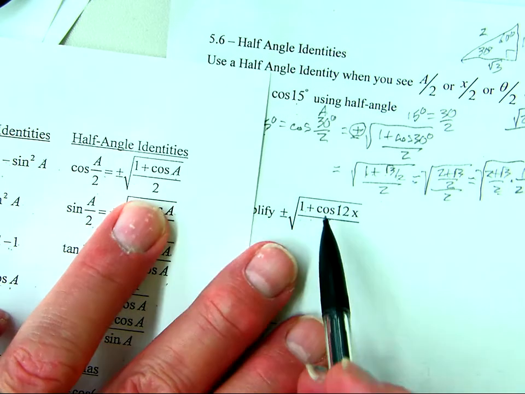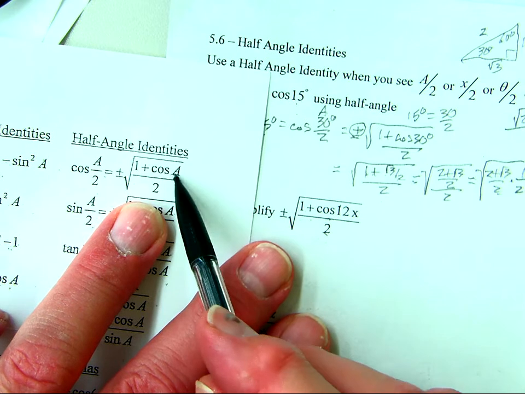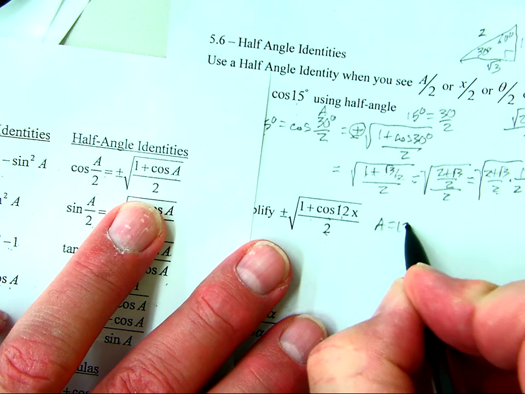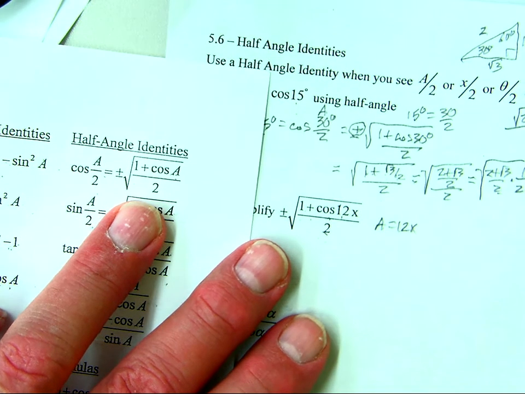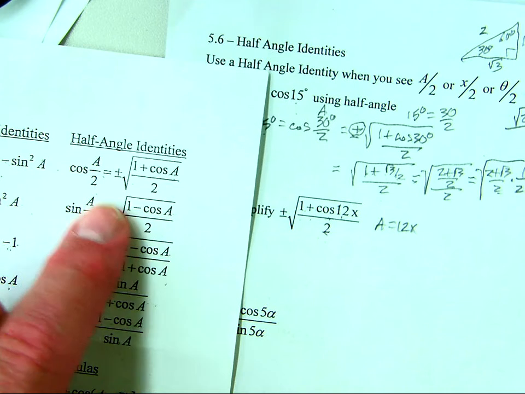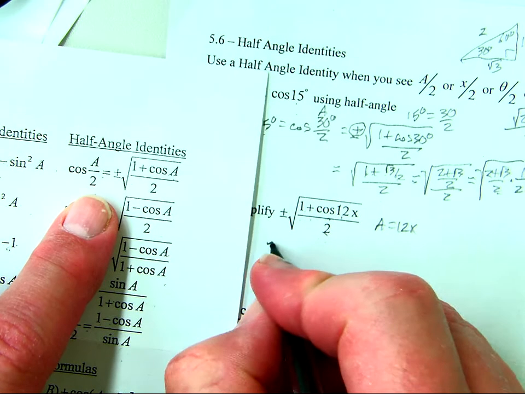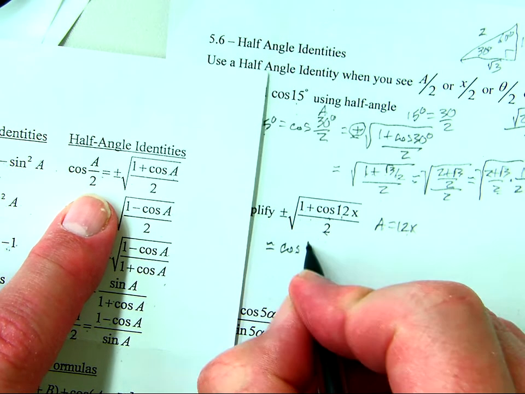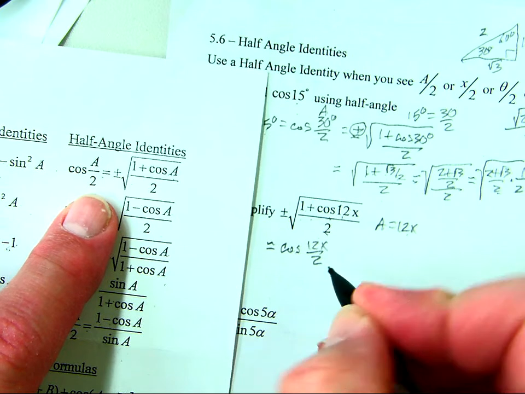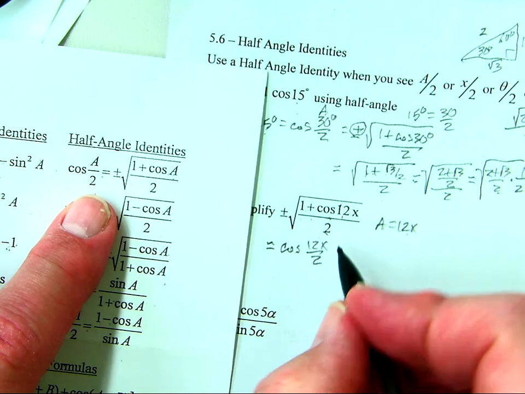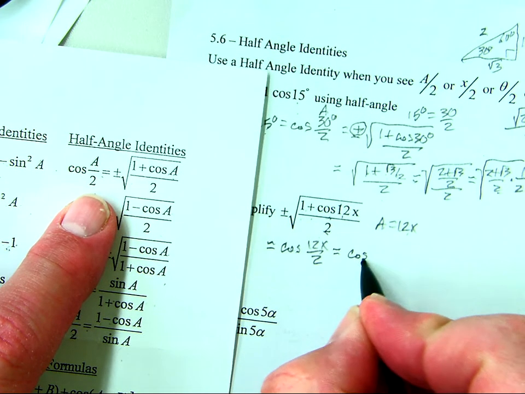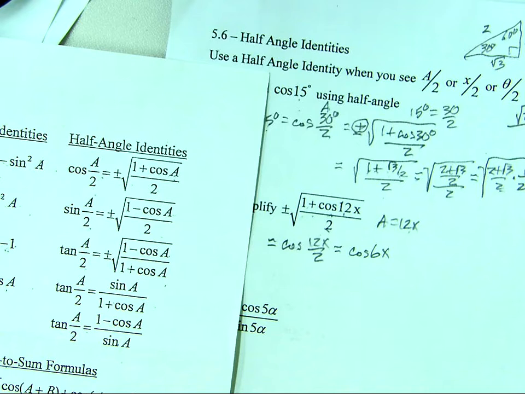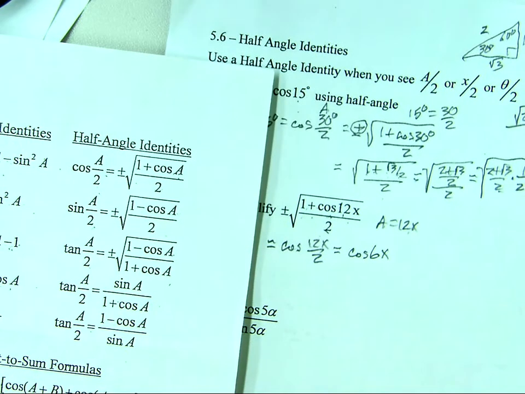Now the next thing is, what's A? Well, you can see A is in the same spot as the 12x. So A equals 12x. Well, if that matches the right side of the identity, it has to equal the left side. So our left side is the cosine of A over 2. We said A was 12x, so it's the cosine of 12x over 2. We can simplify that a little bit to just cosine of 6x. So we look at that and just look for something on your identity sheet that it matches.